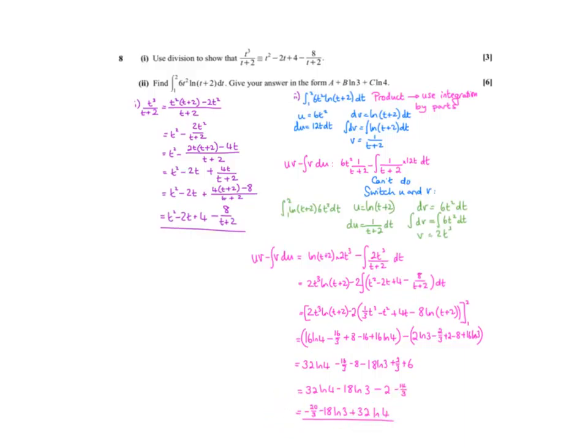And I just wrote it, I had that originally, I looked back and I wanted a first of all, which is negative 20 over 3, then the ln 3, so minus 18 ln 3, then the ln 4, so plus 32 ln 4.